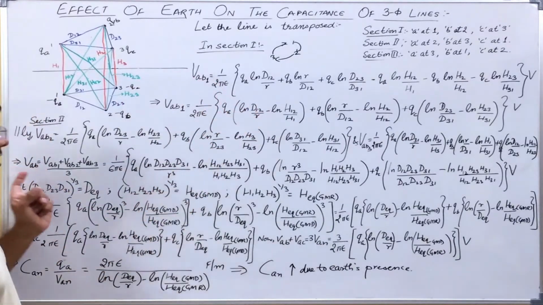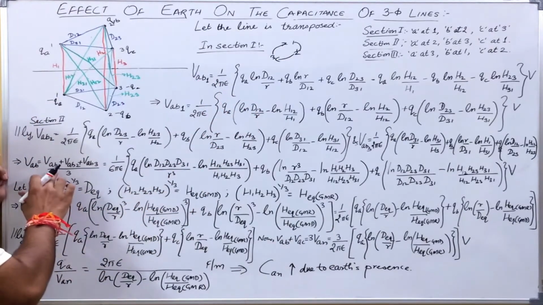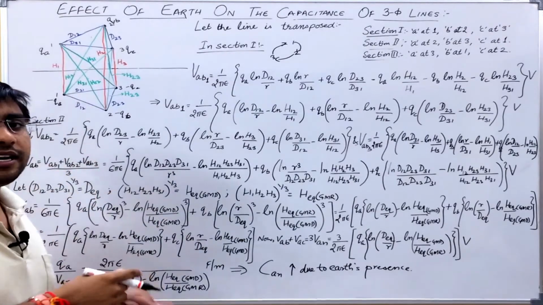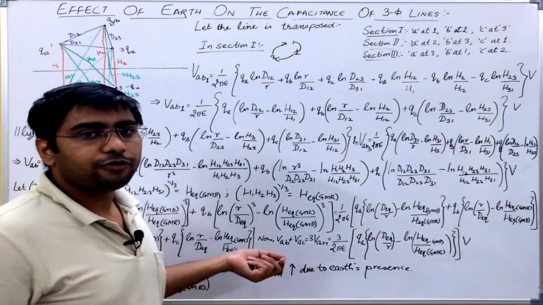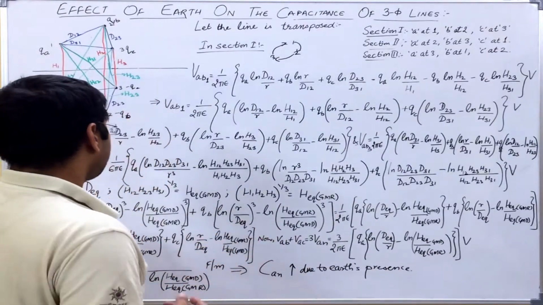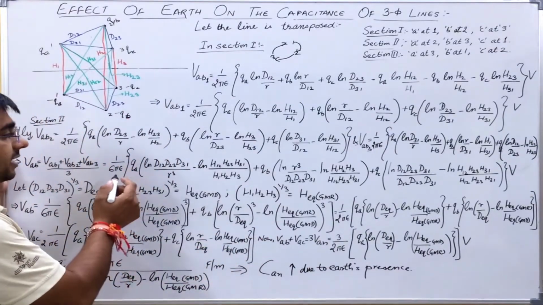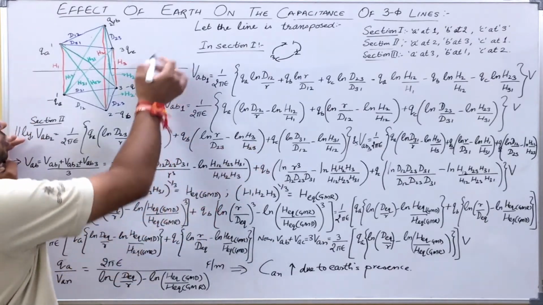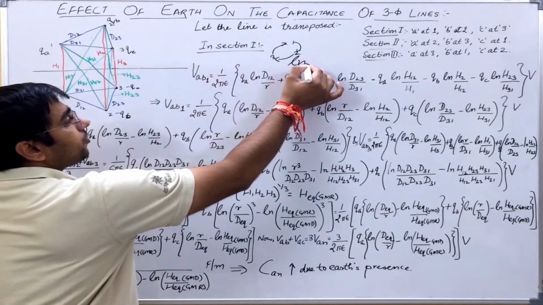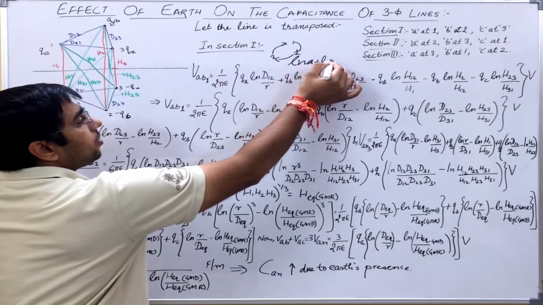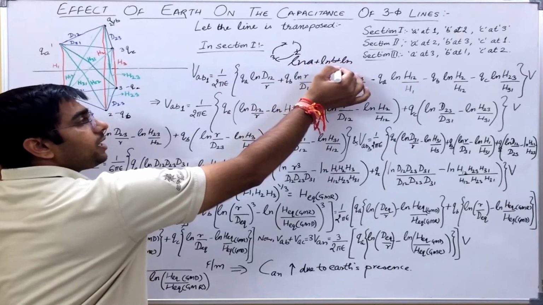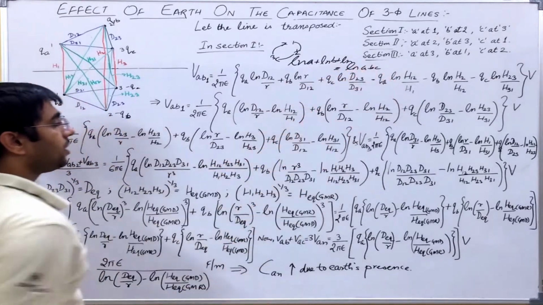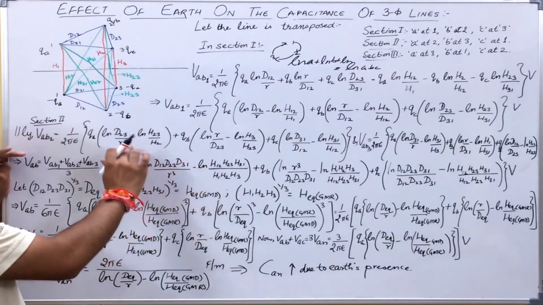So the value VAB can be written as 1 by 3 of VAB1 plus VAB2 plus VAB3, to neutralize any dissymmetry in the value of the potential differences. So it will come out to be 1 by 6 pi epsilon, and in these expressions we will use this formula: natural log A plus natural log B plus natural log C gives natural log ABC. That's the same which I have used.